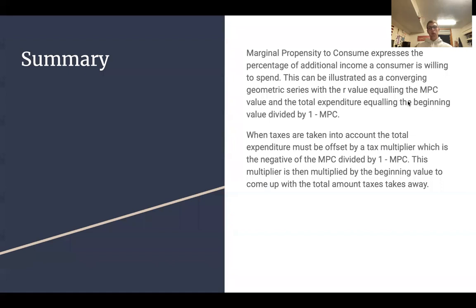So in summary, the marginal propensity to consume expresses the percentage of additional income a consumer is willing to spend. This can be illustrated as a converging geometric series with an r value equaling the MPC value and the total expenditure equaling the beginning value divided by 1 minus MPC. When taxes are taken into account, the total expenditure must be offset by a tax multiplier, which is the negative of the MPC divided by 1 minus MPC. This multiplier is then multiplied by the beginning value to come up with the total amount of taxes taken away.